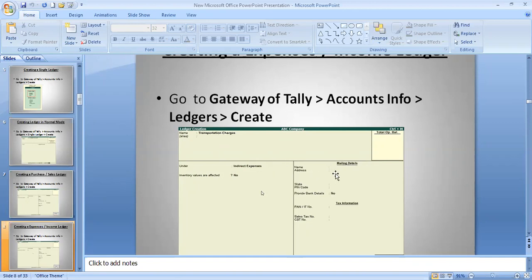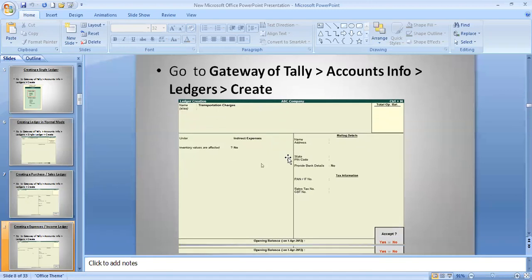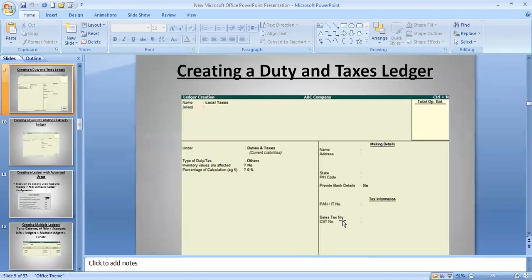You give the information like this in the same screen which was displayed in the previous slides. In the same way the screen is going to appear. Okay, so give the values, then click on Yes to accept the information. Okay, and this is creating a duty and taxes ledger. This is going to appear in the statutory compliance. Whenever a tax ledger or payment of tax information is to be created, you'll be giving such information.